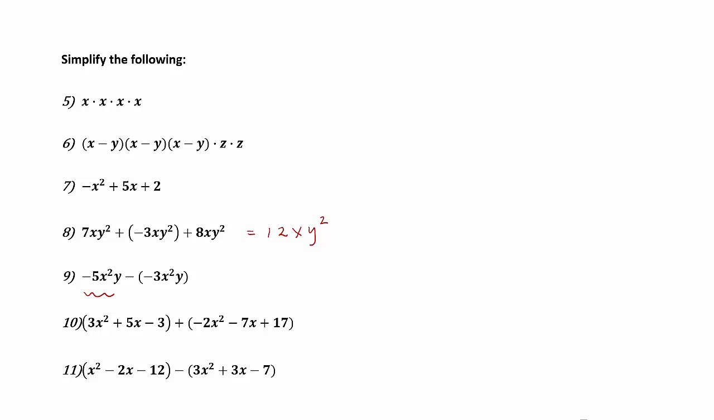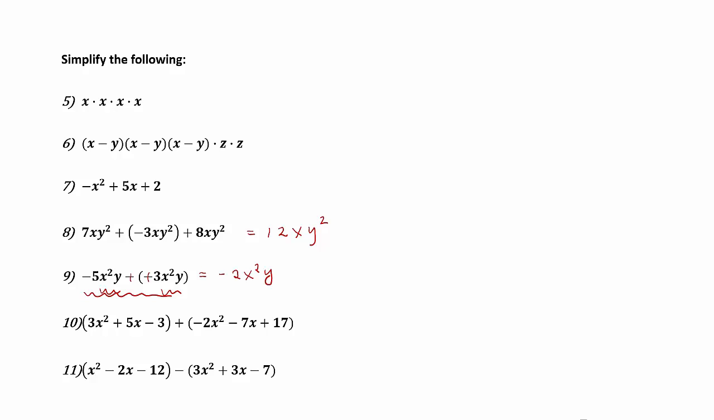This next one, we're adding or subtracting these 2 terms. We're not multiplying. And we do have like terms, x squared y and x squared y. We have minus 5 plus 3. Subtracting a negative is just like adding a positive. So minus 5 plus 3 is minus 2.